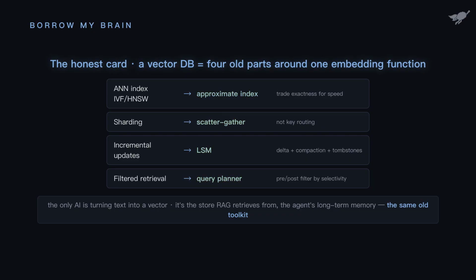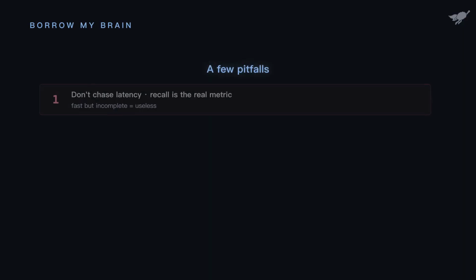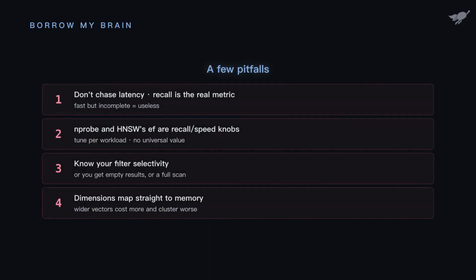It's the store RAG scoops passages from, it's the agent's long-term memory, and it has to be served inside the inference service's throughput and latency budget. Old parts again. A few last pitfalls.